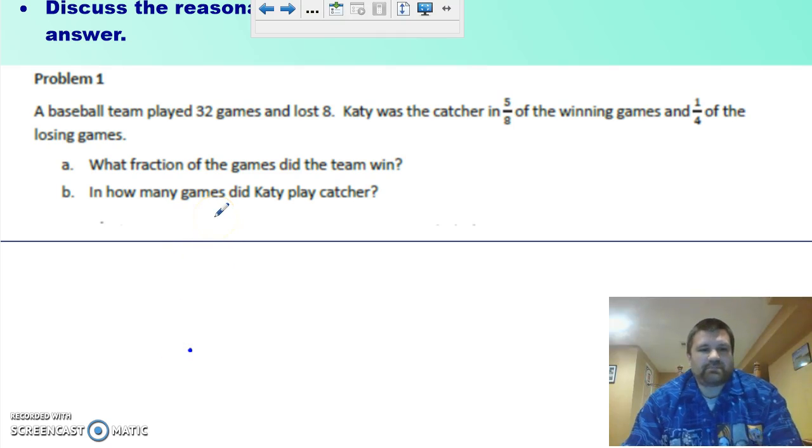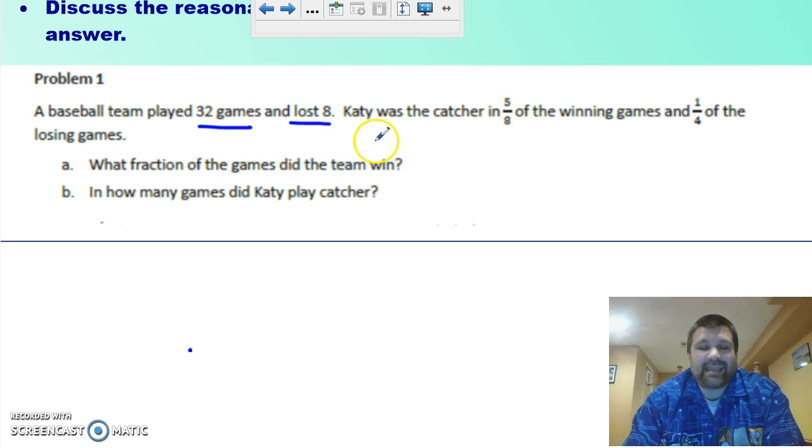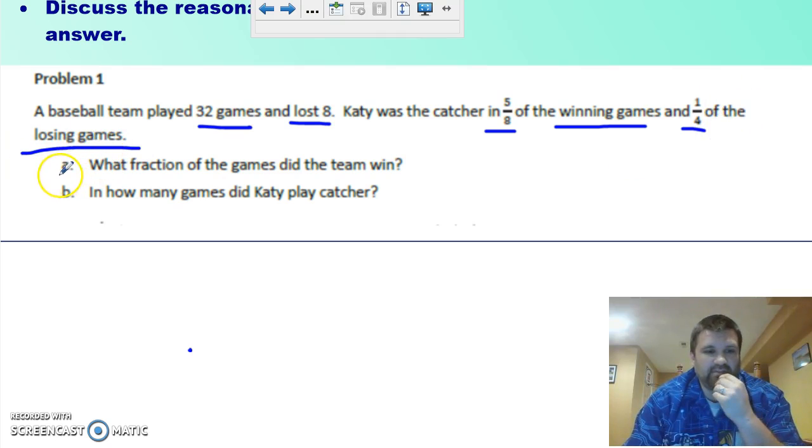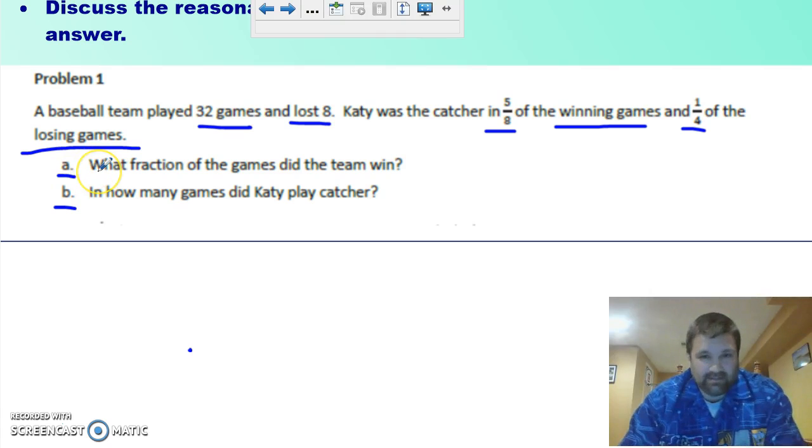Okay, let's do our first problem set together. So if we read it, a baseball team played 32 games and lost 8. It's a pretty good baseball team. Katie was the catcher in 5/8 of the winning games and 1/4 of the losing games. We have 2 questions, A and B, so we always make sure we analyze the problem. We need to find out what fraction of the games the team won. Well, that's pretty easy, isn't it?